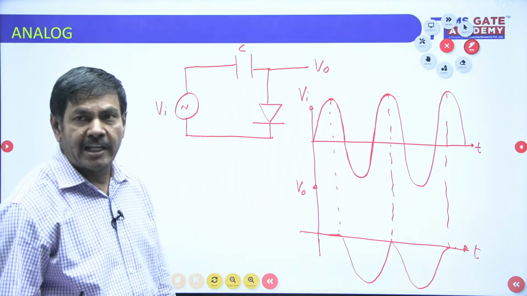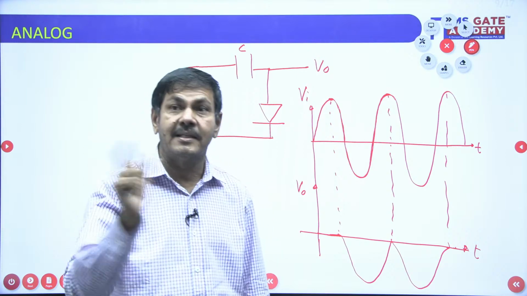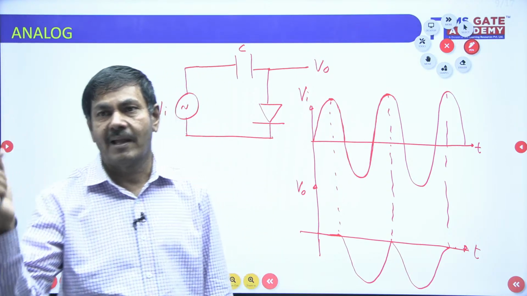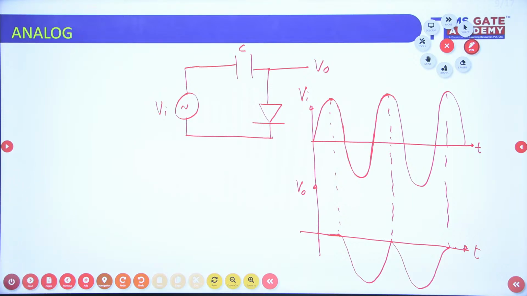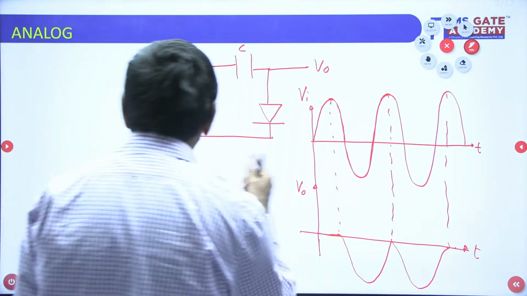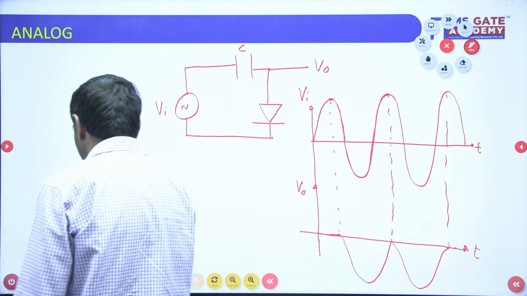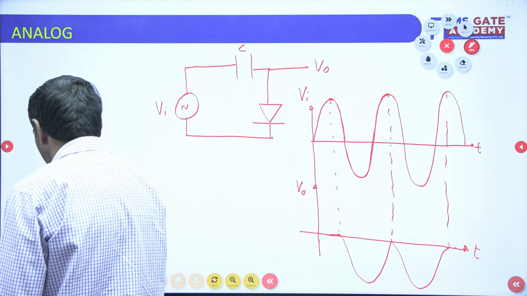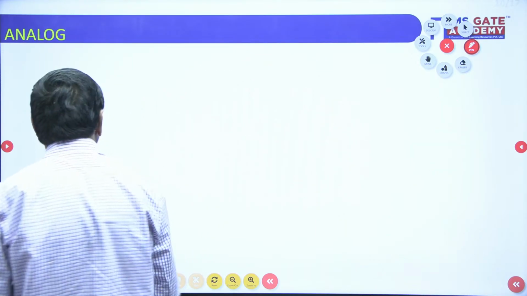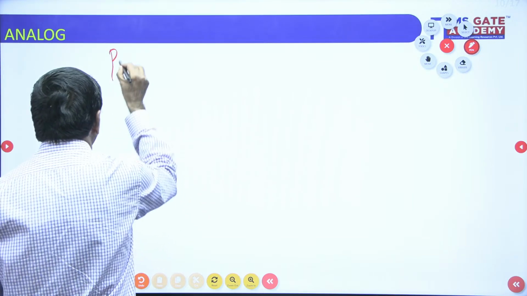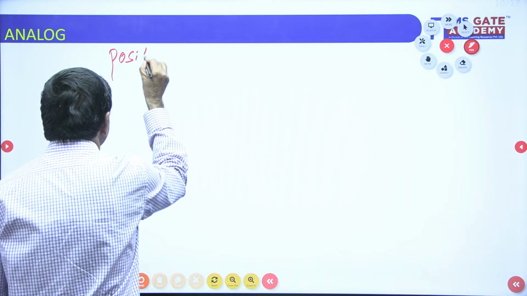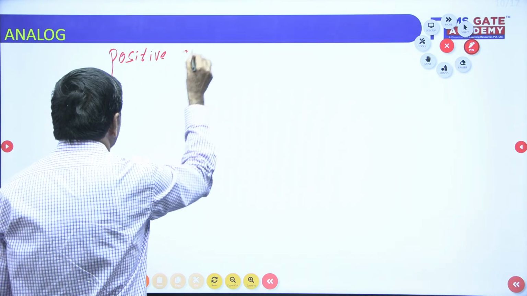But for the positive clamping, I will just give the circuit and directly draw the output waveform. I am not going to explain anything, because you followed how the working principle of this clamping circuit works, and you could understand. Now watch, one more question I am giving now: positive clamping.